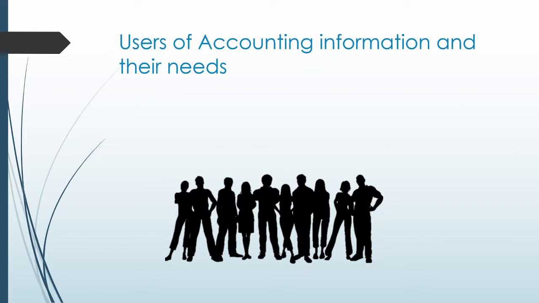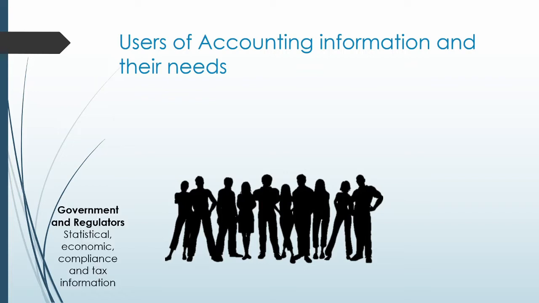Let us consider the various users of accounting information. This slide lists some of the key stakeholders in an organization, but is by no means exhaustive. So who are some of these key stakeholders, and what do they need the accounting information for? First, we have government and regulators. They may require information for economic reasons and to make decisions around resource allocation. They may also require information to ensure compliance with regulations and laws.